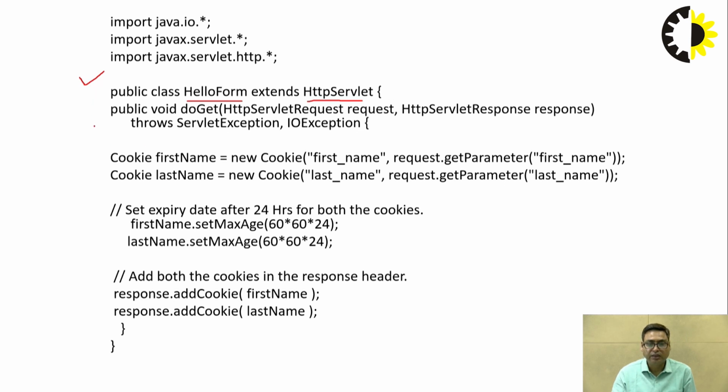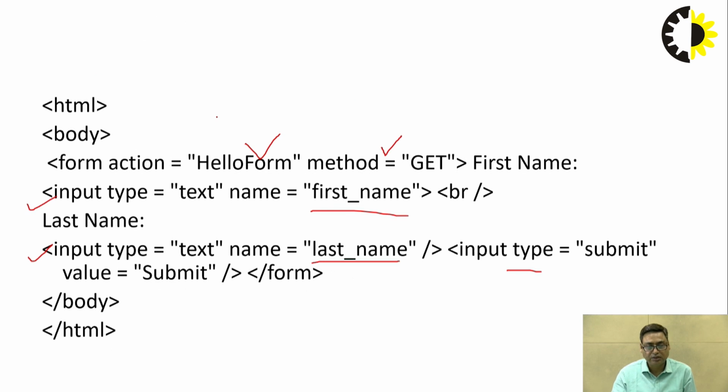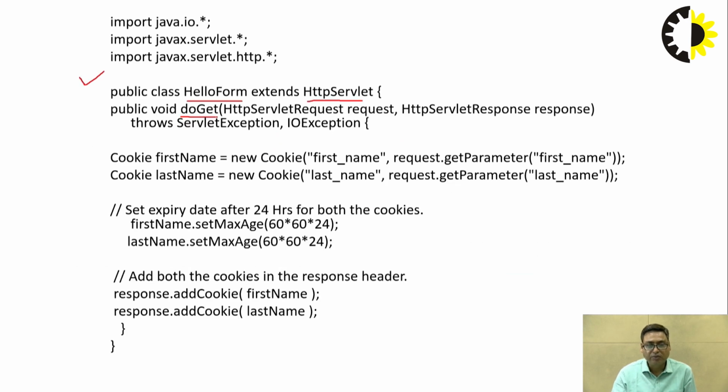Now in servlet, the important method is doGet. I already discussed in the previous HTML code that we are sending the data with the help of the GET method. So whatever we program in the servlet will be done in the doGet method. The doGet method will receive two objects. One is request and second is response.